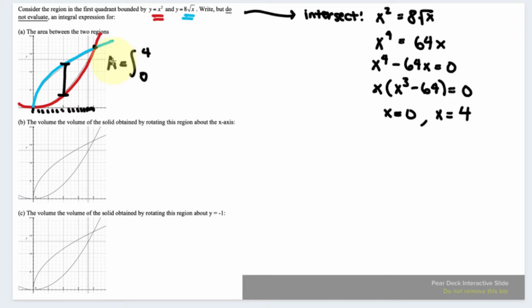This is my area. And I'm adding up all these slices. And the length of this slice is the top curve, which is blue, minus the bottom curve, which is red. Okay, we're just setting up in these questions, and so that's all I have to do.